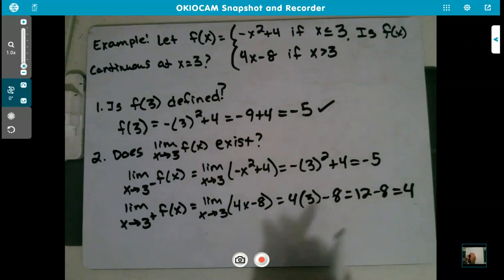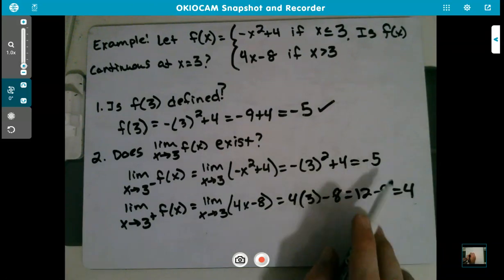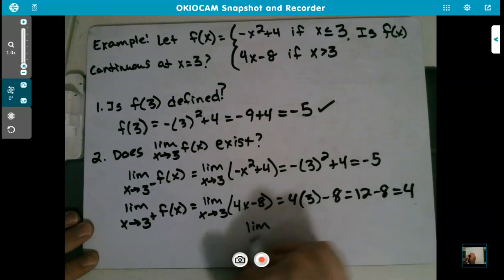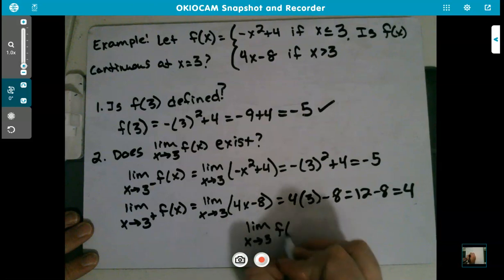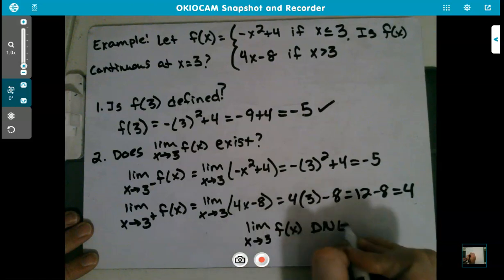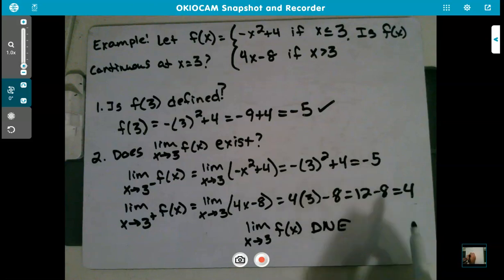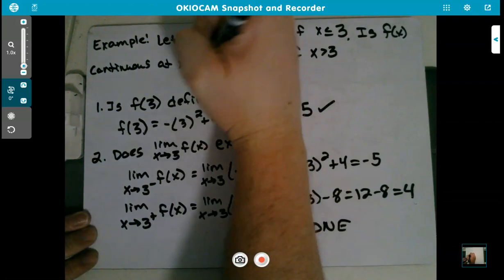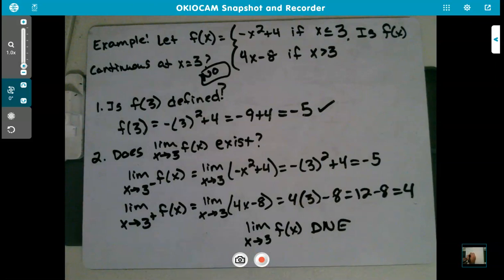So on the left side, I get close to negative 5. On the right side, I get close to 4. So since those are not the same, we can say that the limit as x approaches 3 of f of x does not exist. Because as we have seen, those have to be the same, and they're not. And so since I break rule number 2, I can go ahead and stop and say that the answer is no. The limit does not exist, and so it is not a continuous function at x equals 3.